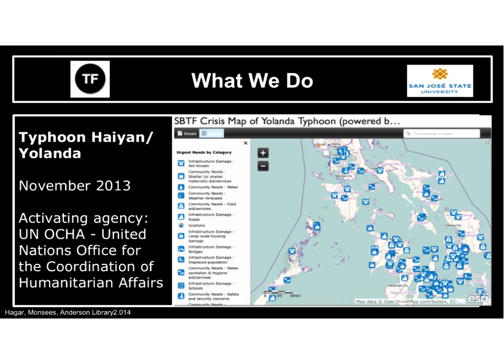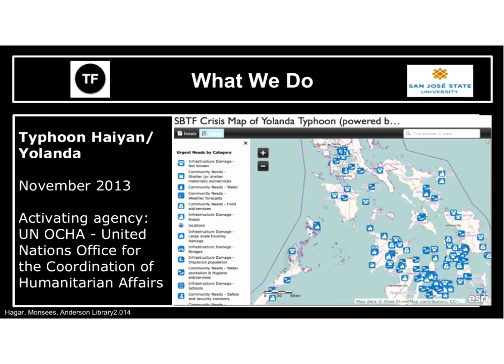So you can look at this map here on this slide. This is what we do. We must be activated by a disaster response agency from organizations like the UN or FEMA or Doctors Without Borders, who has activated us right now at this moment. So the map that you see on this slide was created for the United Nations Office for the Coordination of Humanitarian Affairs. We were activated for Typhoon Haiyan. It's also Yolanda because the people in the Philippines have their own name for each of their typhoons. So we were activated in November of 2013.